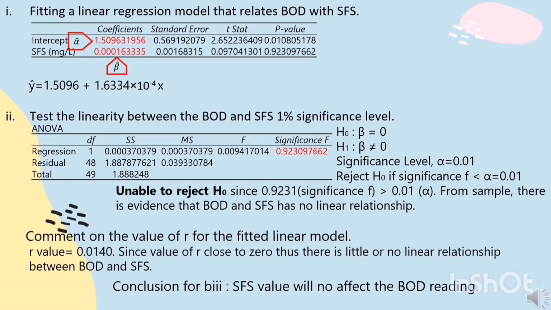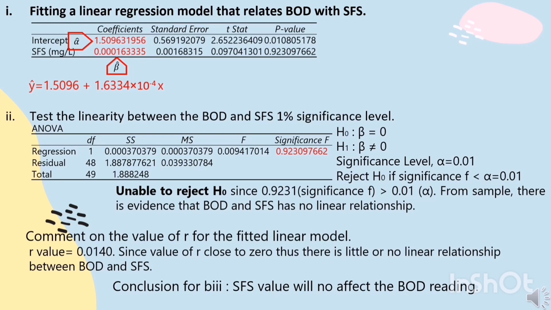For question B31, the question asks to fit a linear regression model relating BOD and SFS. We learned before that the linear regression model is y hat equals alpha hat plus beta hat x. Thus, my answer is y hat equals 1.5096 plus 1.6334 times 10 to the power of negative 4 x.